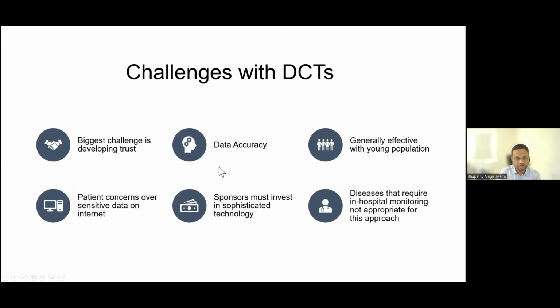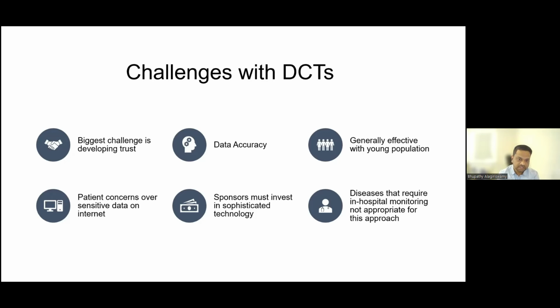It is never easy with any new process. So the main challenges with DCT implementation: the biggest challenge is developing trust, because it is not easily possible for every country, company, hospital, or site to conduct it. So we need to develop a lot of trust in the system, and it is the way of the future. That is what I definitely think.